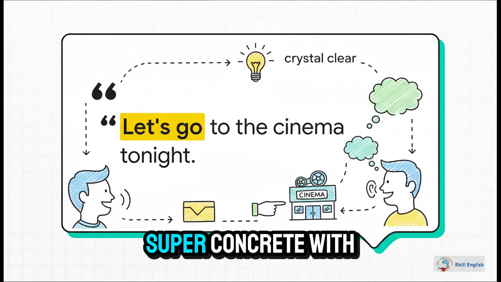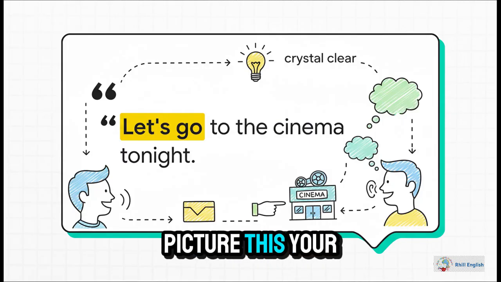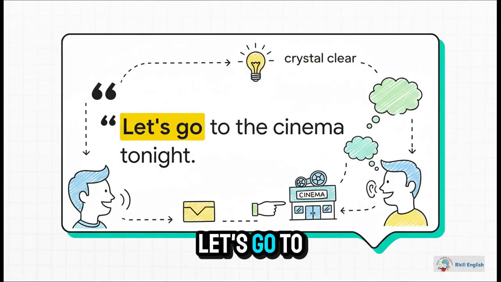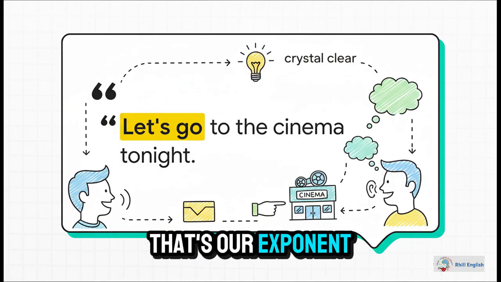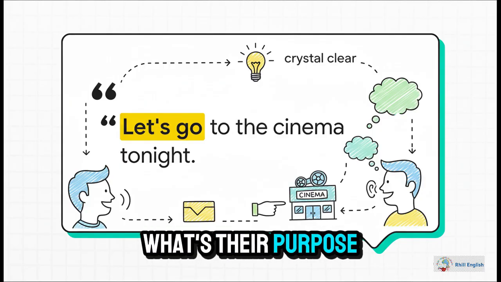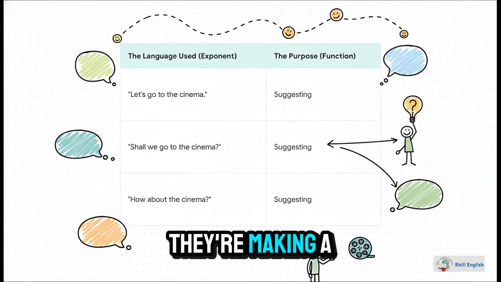Okay, let's make this super concrete with an example. Picture this. Your friend turns to you and says, "Let's go to the cinema tonight." Now, the words themselves, that phrase, that's our exponent. But what are they really doing? What's their purpose? Bingo! They're making a suggestion.